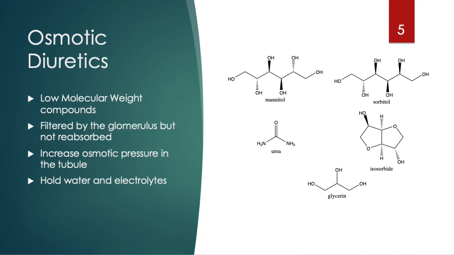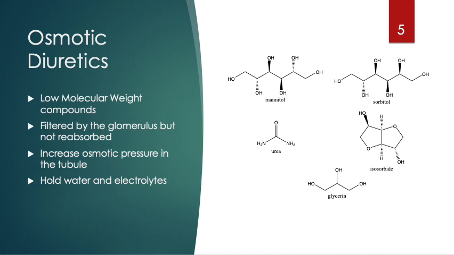What they do is they are filtered through the glomerulus, and then they increase the osmolarity inside of that tubule, which then causes water to move from an area of lower concentration to an area of higher concentration. And so this leads then to a diuretic effect.